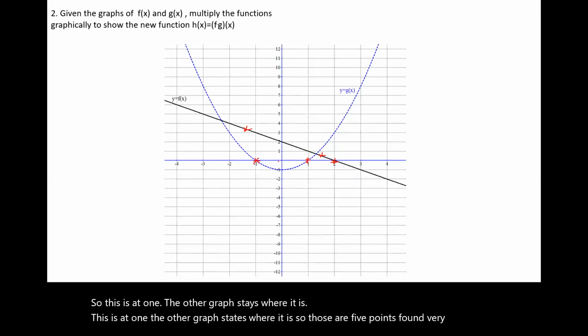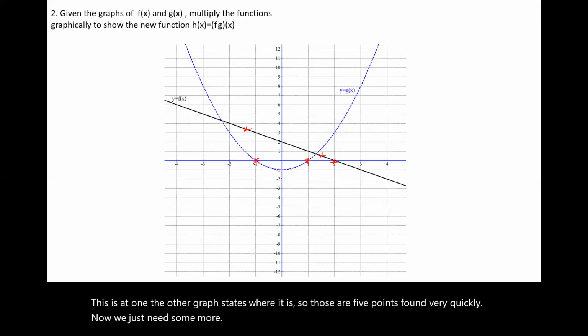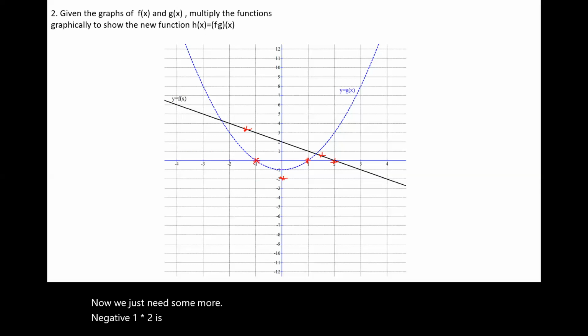Now we just need some more. -1 times 2 is -2. And what kind of shape are we expecting? This one is a quadratic of some form. This one is a linear. So we're expecting a cubic graph. Are we getting that kind of shape? Oh yeah, it looks like we are.